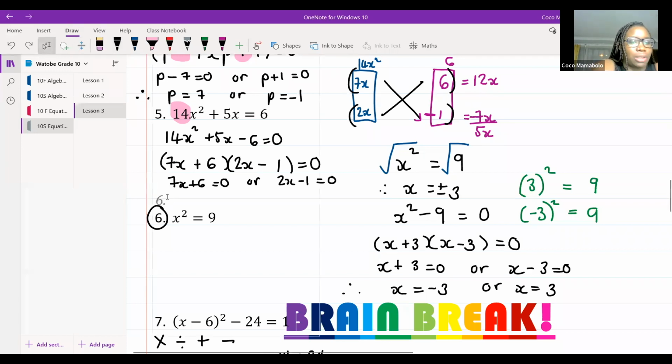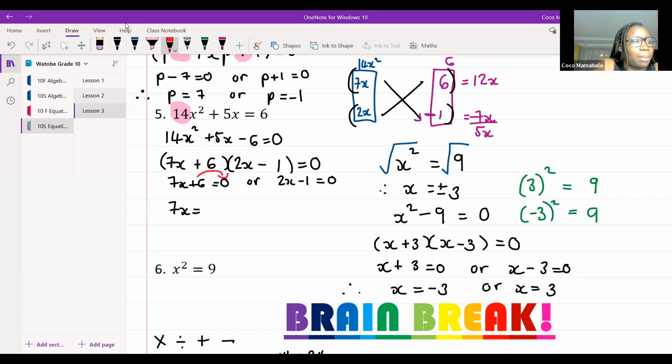All right. So I then get 7x is equal to, I'm going to take positive 6 over and it will become negative 6. Or 2x is equal to, I'm going to take negative 1 over and it will become positive 1. And then I'm going to divide by 7 over here and divide by 2 over there. So that will cancel. Therefore, x is equal to negative 6 over 7, or x is equal to 1 over 2.